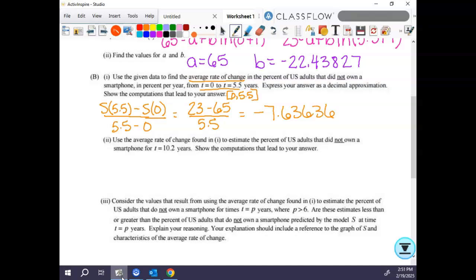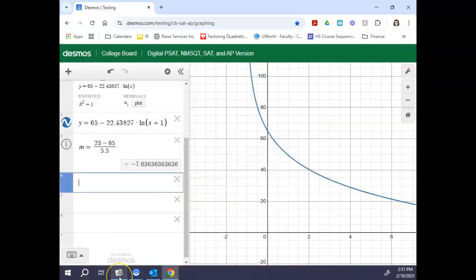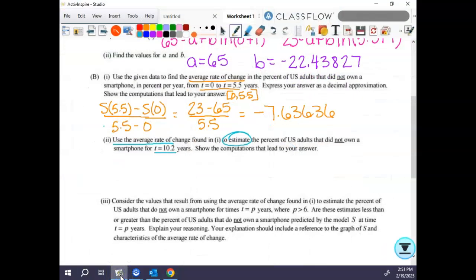Now it says to use the average rate of change from this part here to estimate the percent of US that did not own a smartphone for T equals 10.2 years. Okay, so let me explain to you again what we're actually doing here. Now you can look at the graph and see, okay, I know what's happening with my curve.